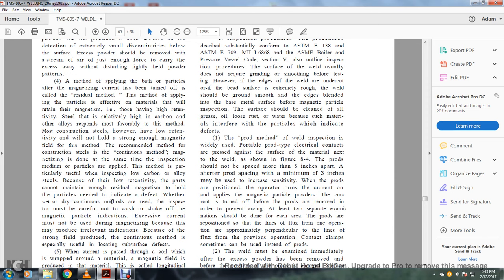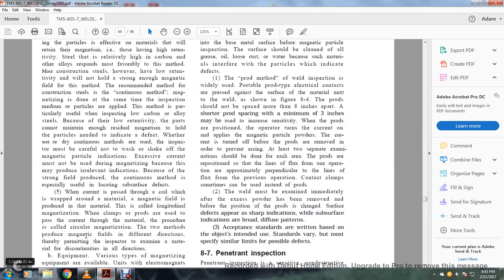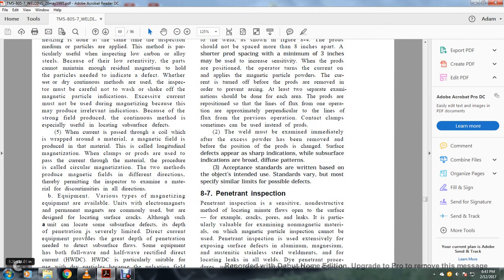Whether the wet or dry continuous methods are used, inspectors must be careful not to wash off the magnetic particle indications. Excessive current may not be used during magnetizing, as it may produce irrelevant indications because of the strong field produced in continuous magnetization. The method is especially used in locating surface defects.